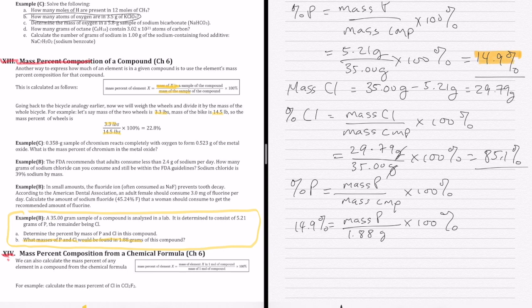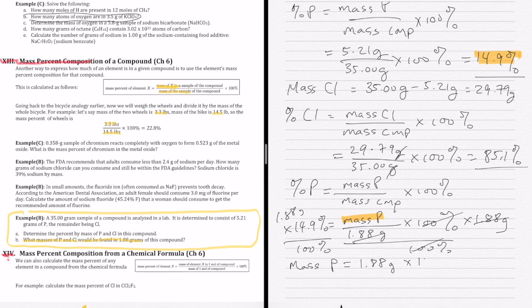At this point, what you need to do then is solve for mass of P. That means you're going to need to multiply both sides by 1.88. That would cancel out your 1.88 with this one, and then divide both sides by 100%. And so now if I rewrite that a little bit better, I'll see mass of P is going to be equal to 1.88 grams times 14.9% over 100%. Your percent cancel, and your unit in the end is just going to be grams. That would give you 0.280 grams.